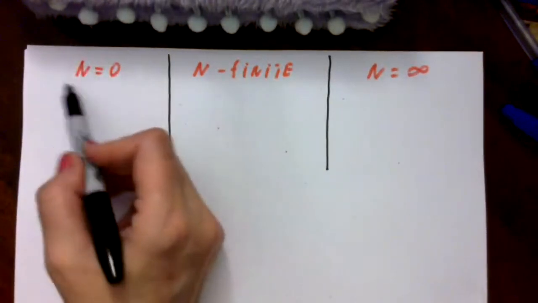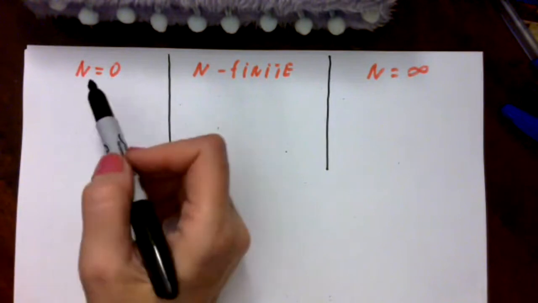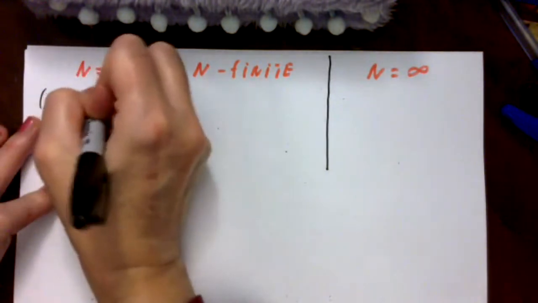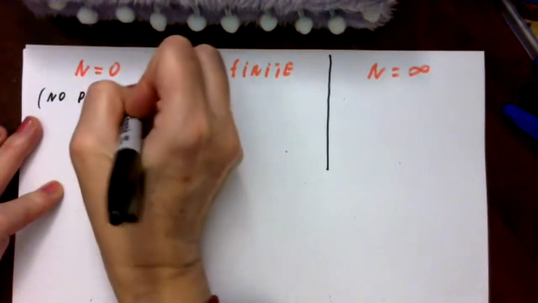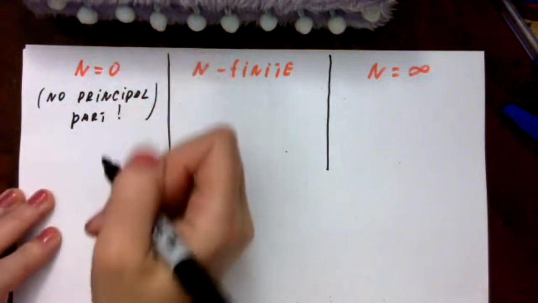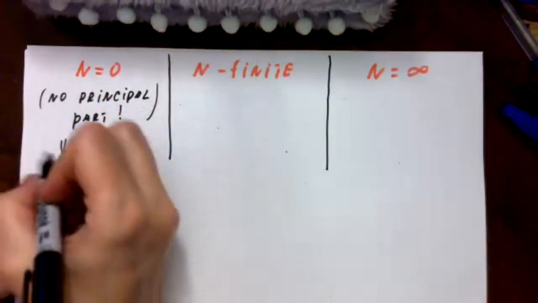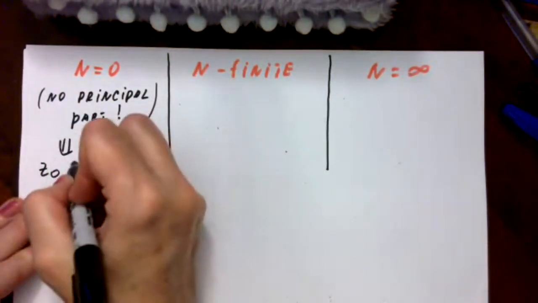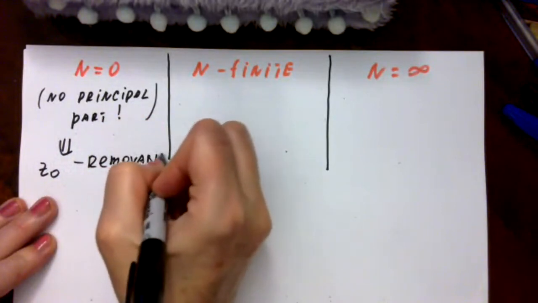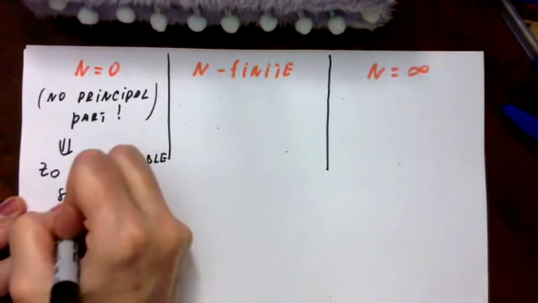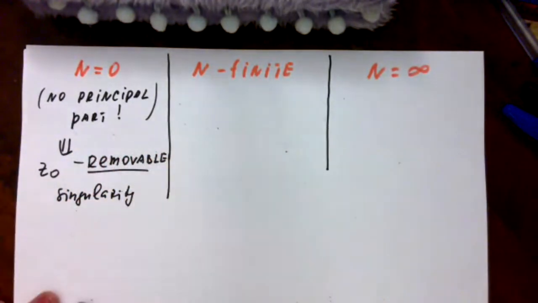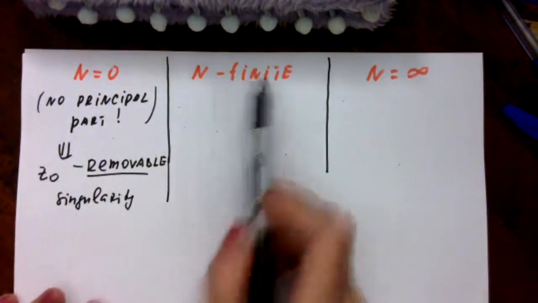And so what does it mean if n is equal to 0? It means that there is no principal part at all in your expansion. No principal part. And in this case, z0 is called a removable singularity. So this is the name of the first type. Removable singularity.